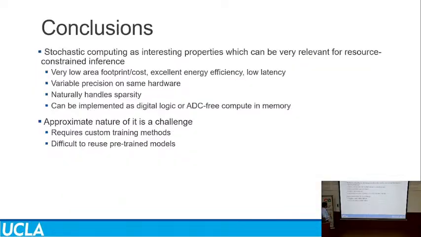So just to conclude, stochastic computing by itself has some interesting properties that can be very relevant for resource constrained acceleration. It has very low area footprint and cost. It has excellent energy efficiency, very low latency. It supports variable precision on the same exact hardware. It naturally handles sparsity. And if you implement it as compute in memory, those of you who are familiar with how it works, it does not require an ADC, analog to digital conversion, which is one of the biggest pain points of compute in memory.